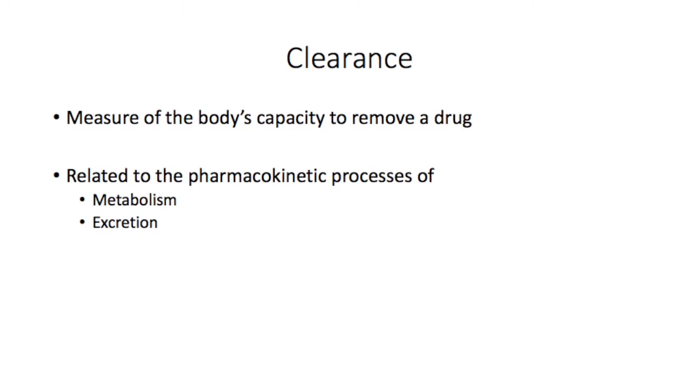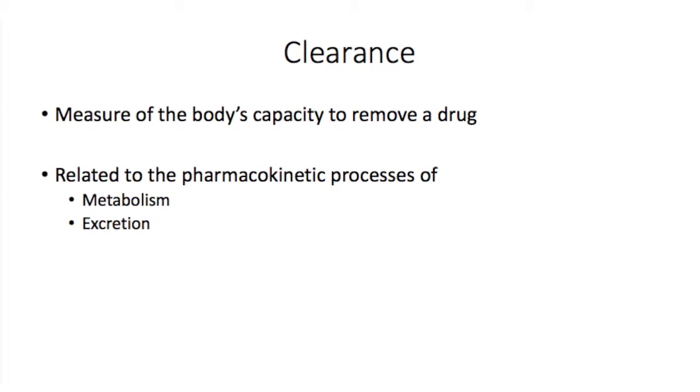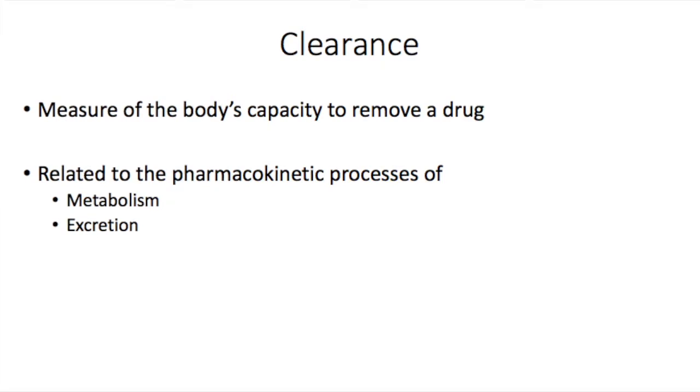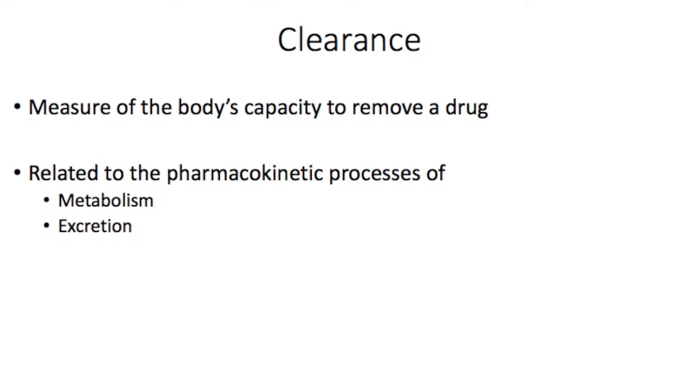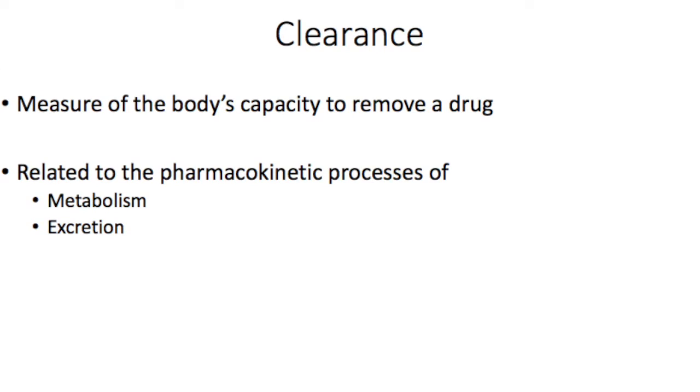Clearance is another pharmacokinetic parameter that is essential for us to understand how a drug moves through the body. We measure the body's capacity to remove drug with clearance. That is, the greater its value, the higher the body's capacity to remove a drug, which means that this parameter is related to the processes of metabolism and excretion.